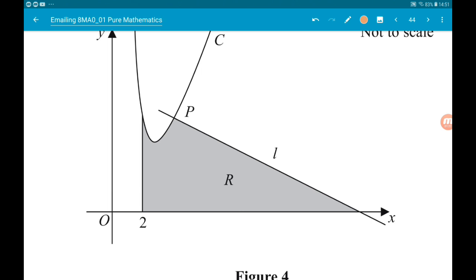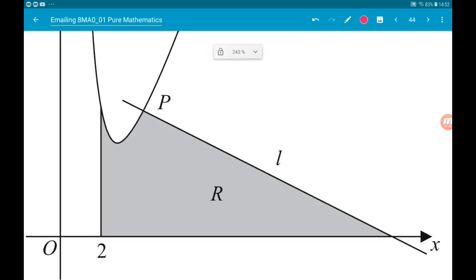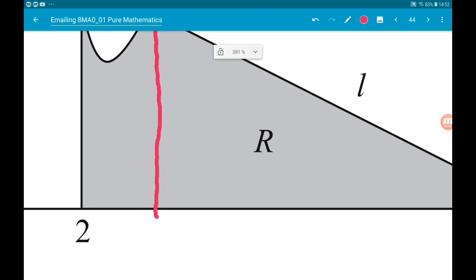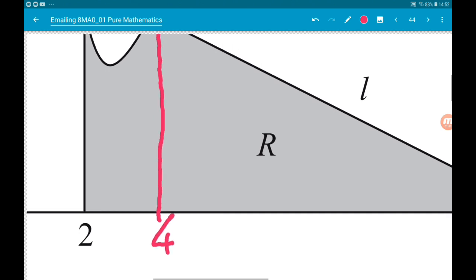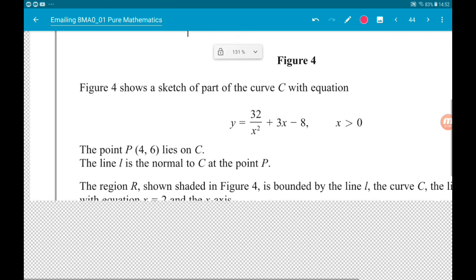We can work out the area under a curve using integration. So what we're going to do is split this area into two regions. If we draw a line from P down to the x-axis, we know that the x-coordinate here is 4. Now let's call this region A1.